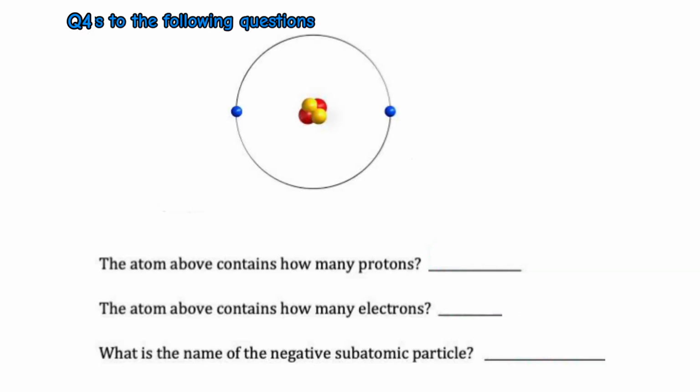Question number 4. Write answers to the following questions. The atom above contains how many protons? 2. The atom above contains how many electrons? 2. What is the name of the negative subatomic particle? Electron.